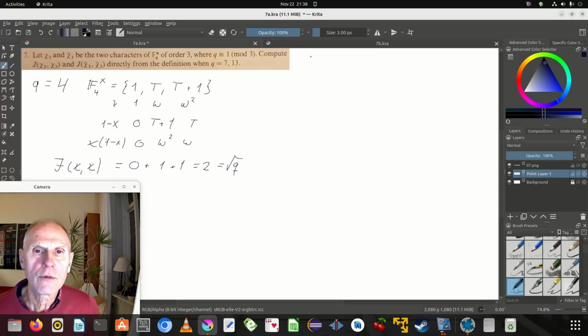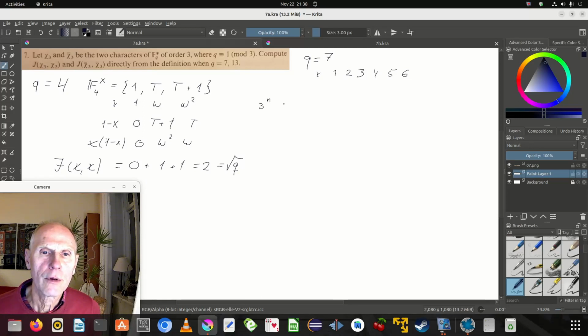Next comes q equals 7. So our x values are 1, 2, 3, 4, 5, 6. And we need to find a generator. And I think 3 is a generator. So we take 3 to the nth: 3, 9, 6, 18 minus 14, that's 4. Excellent. I think we are home. 12, that's 5. 15, unity. Excellent.